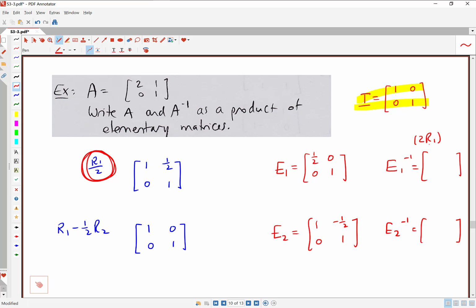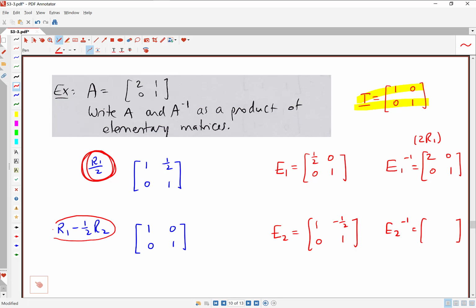And then think about the matrix that encodes that operation. So take the identity matrix, multiply the top row by 2, it'd be 2, 0, 0, 1. So this is the ideal way of thinking about the inverse of an elementary matrix. Just think about the inverse operation and then encode that in a matrix. All right, let's try the same thing for E2 inverse.